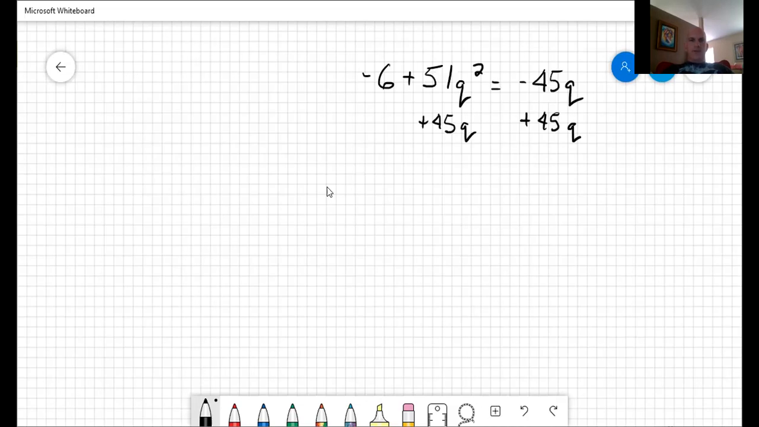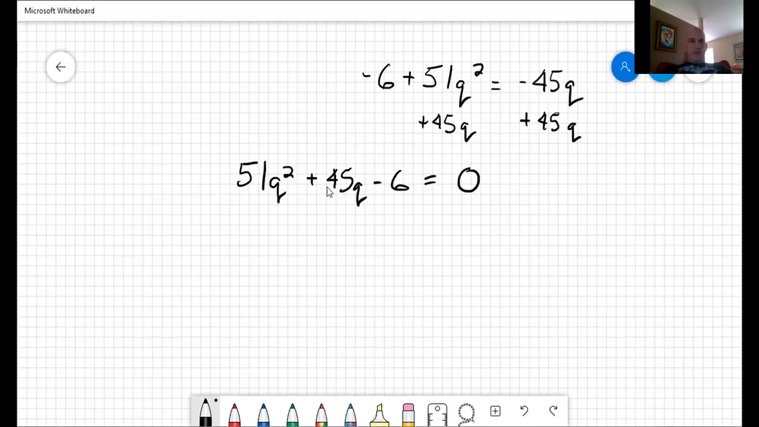Okay, so I've got a negative 6, I've got a 51q squared, I've got a plus 45q. So I'm going to put it into standard form. I get 51q squared plus 45q, and then that minus 6 is my c term, and then this is all equal to 0. All right, so we have that.